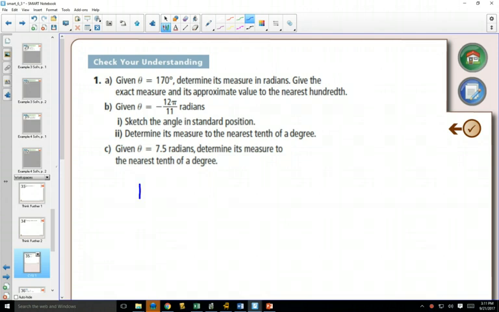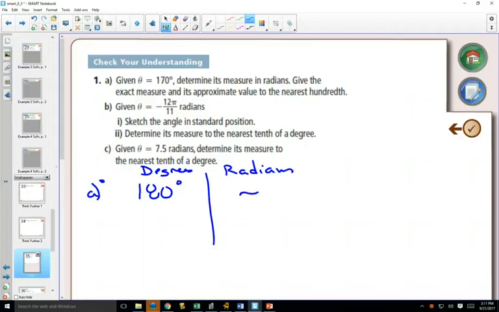You know that 180 degrees, if we put degrees on this side, is equal to how many radians? Pi. If I want to find 170, can you see that you could find out what 1 degree was by dividing by 180, and then figure out what 170 degrees is by taking 1 and multiplying it by 170.